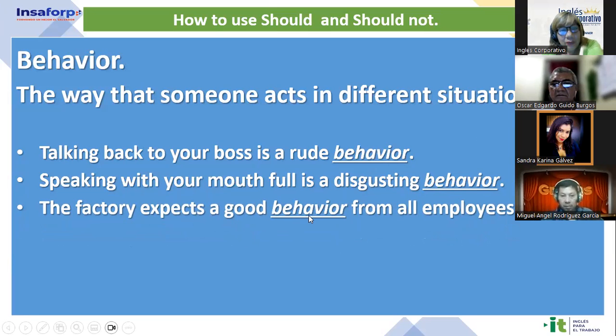Okay, good behavior. Here we have some other adjectives. You have rude, you have disgusting, you have good. Rude is rudo, pero pesado, pésimo, pesado. Disgusting is asqueroso, right? You know. Say, it's disgusting. Okay, you say that.